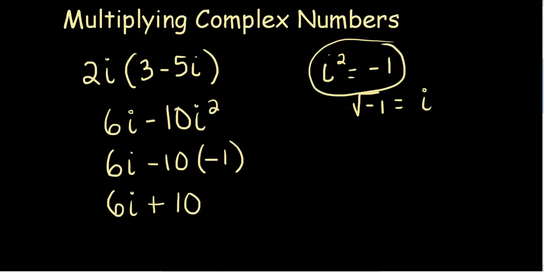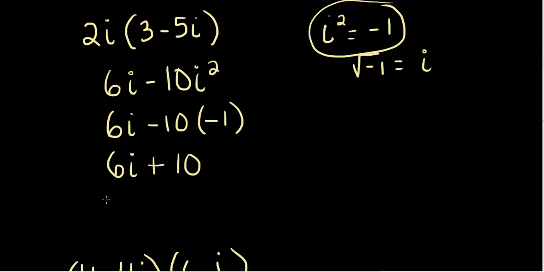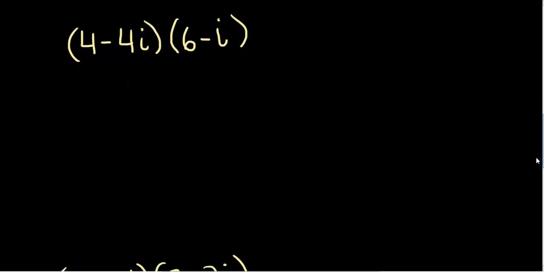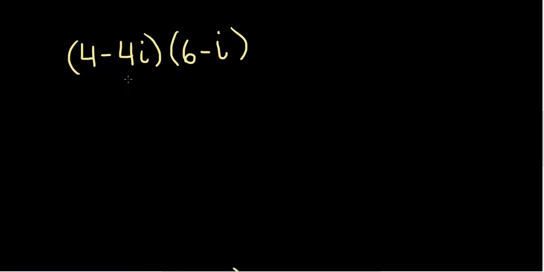And then we write the expression in standard form. The real part goes first, so that is 10 plus 6i. And that's the answer. Let's try another example. We're going to multiply 4 minus 4i by 6 minus i. And we're going to use FOIL.